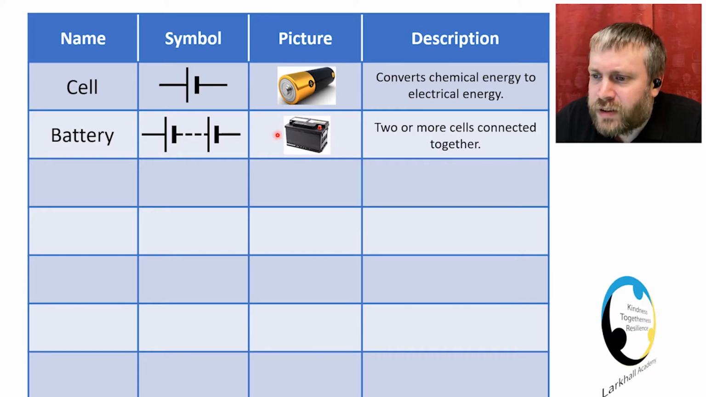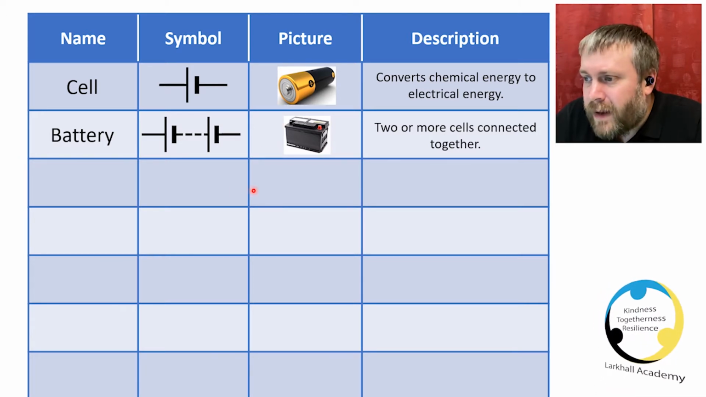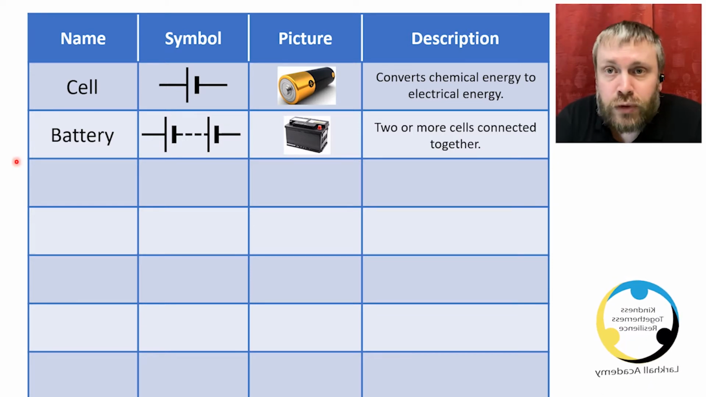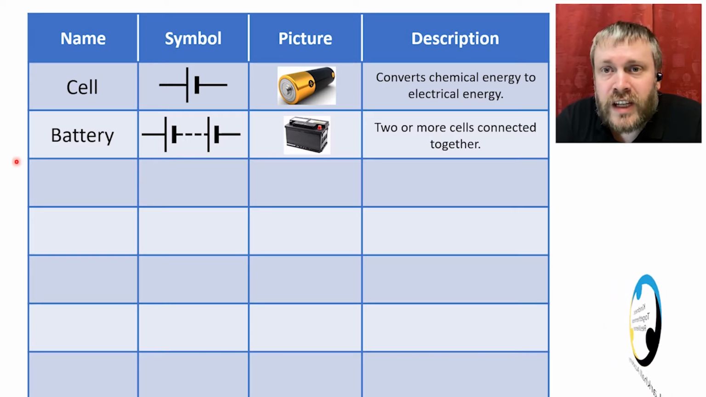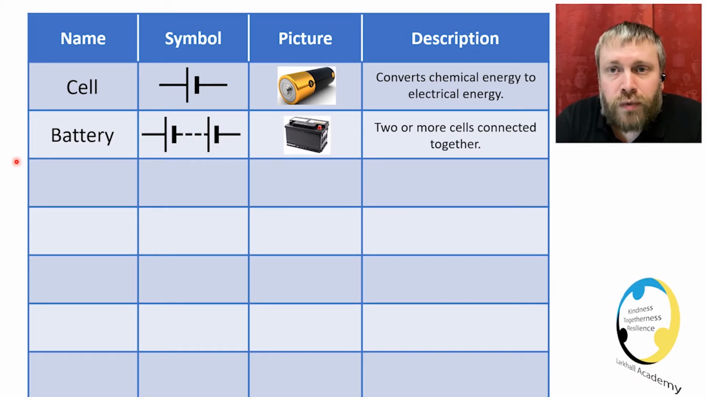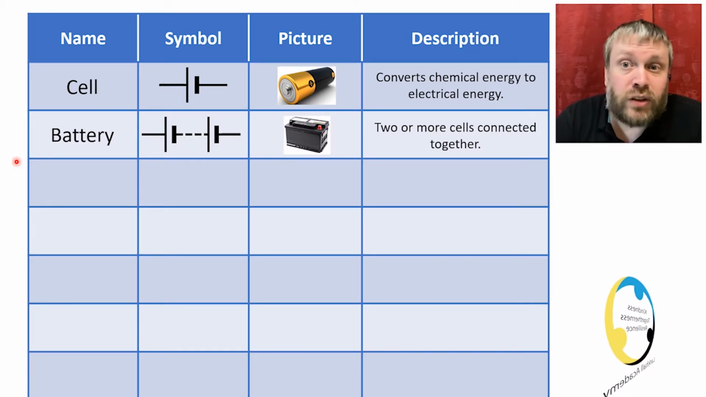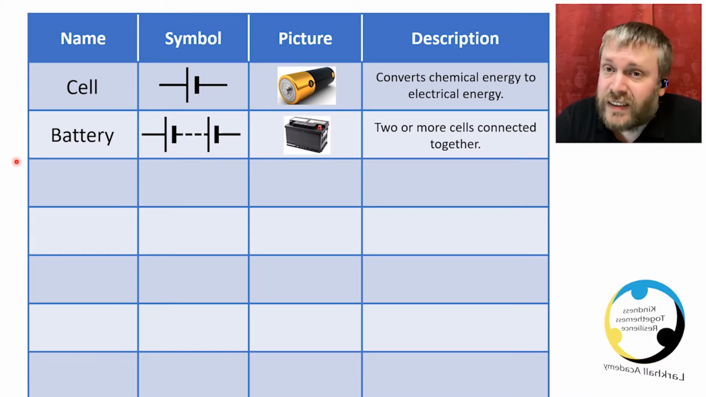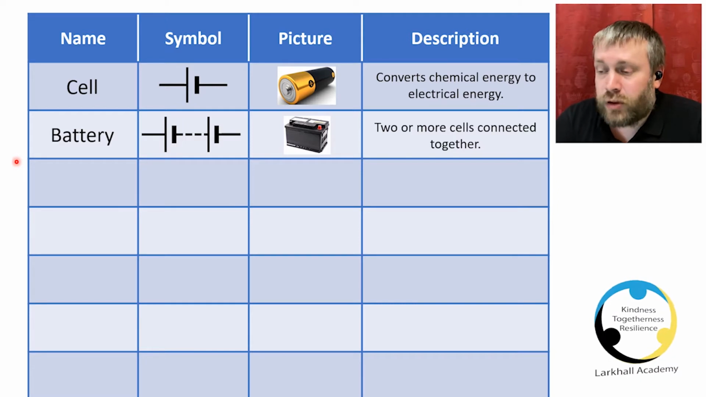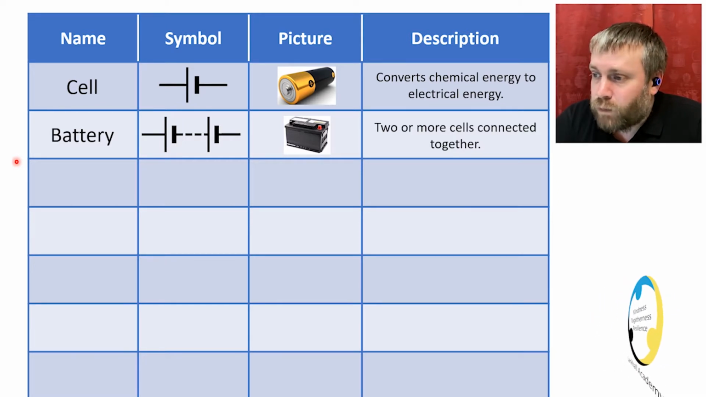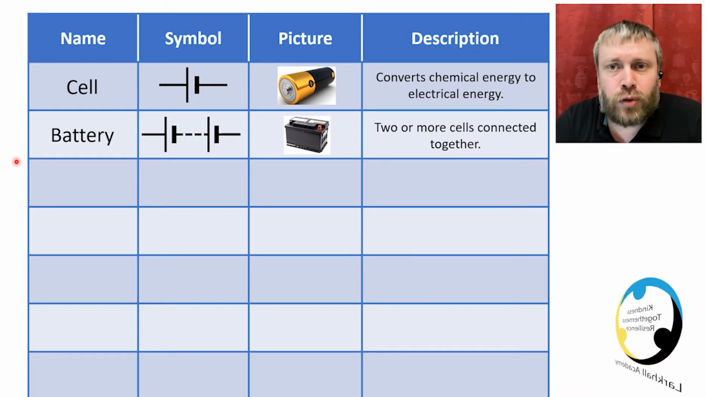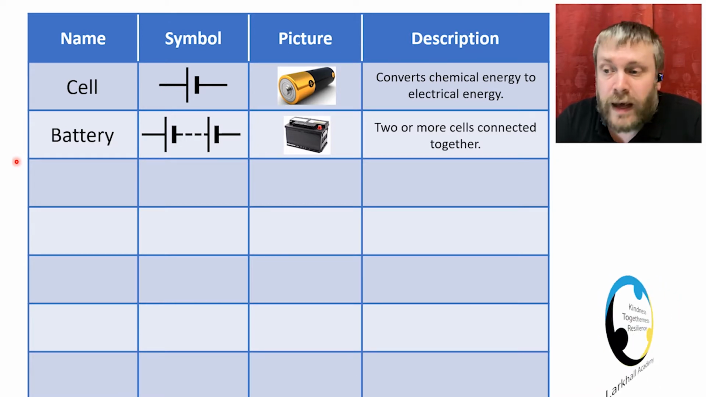But the difference between a cell and a battery. Basically, a battery is two or more cells that are joined together. It's as simple as that. So if you connect the negative terminal of one cell to the positive terminal of another cell, then you've made yourself a battery. It's as easy as that. If you have 3, you have 4, you can have 5, it doesn't matter how many cells you add in there. As soon as you've got 2 or more joined together, you've got yourself a battery.